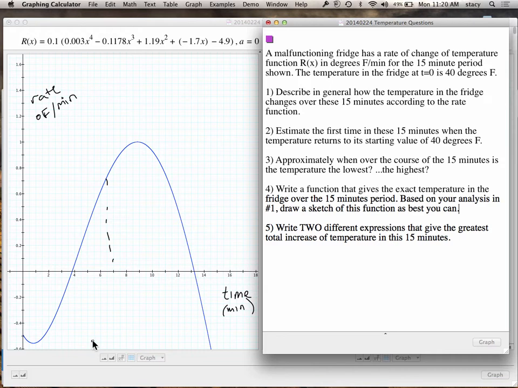How did you think about that? It's decreasing fast and then slower, and then it's increasing slower and then faster. So it's sort of like, not necessarily a mirror image, but like opposite forces going on. Okay.